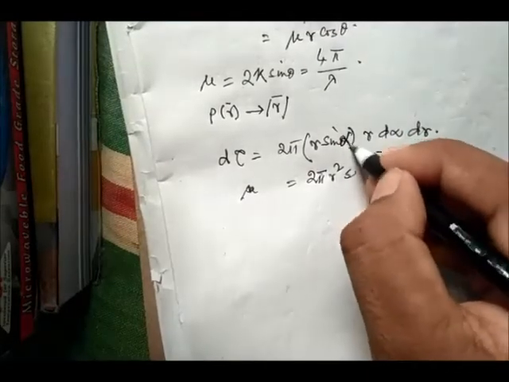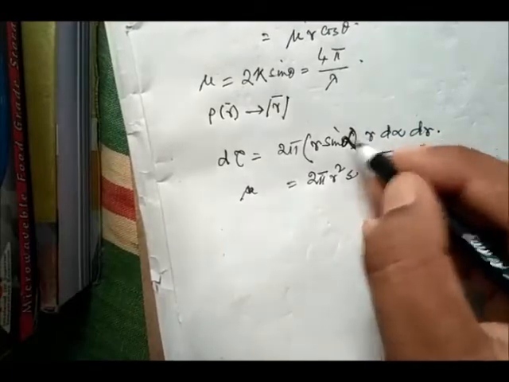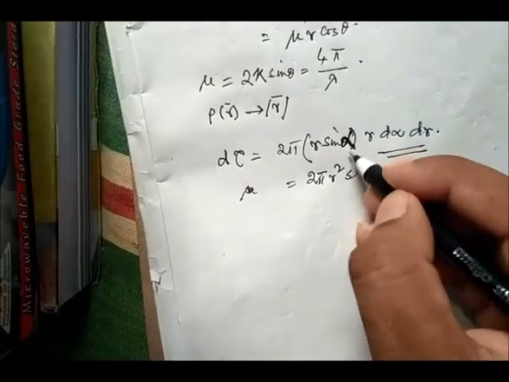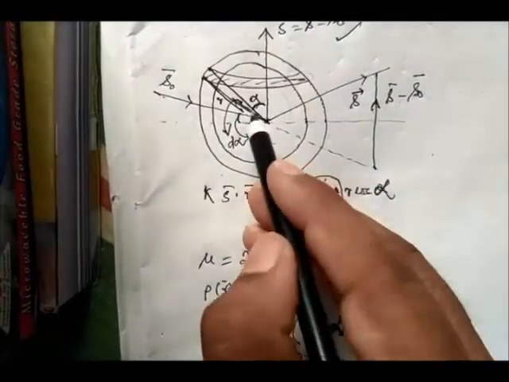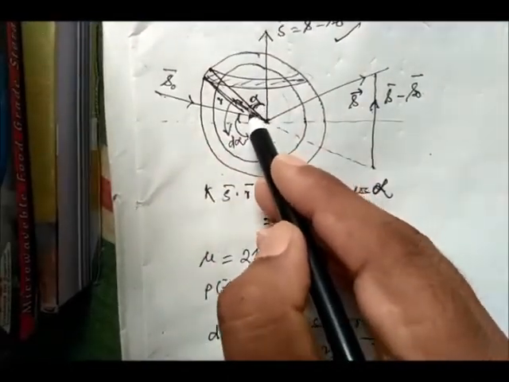Sorry, this should not be theta. I'm confusing theta and alpha, but this should be alpha. So twice pi r sine alpha. From this geometry, you can write it down. This is r, this is alpha, this is d alpha.